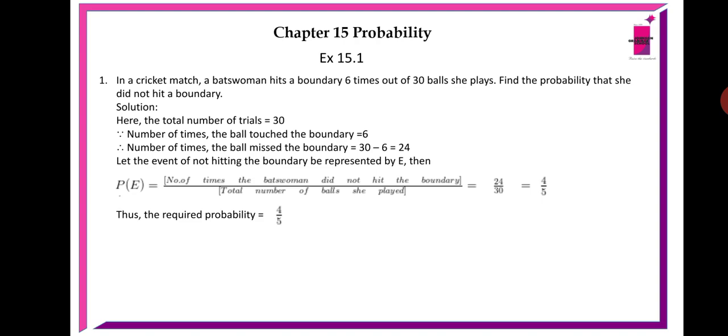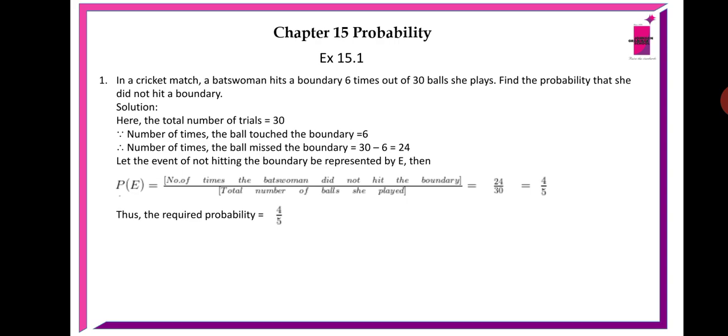Question number 1. In a cricket match, a batswoman hits a boundary 6 times out of 30 balls she plays. Find the probability that she did not hit a boundary. Here, the total number of trials equals 30. Since the number of times the ball touched the boundary equals 6, therefore the number of times the ball missed the boundary equals 30 minus 6, which equals 24.